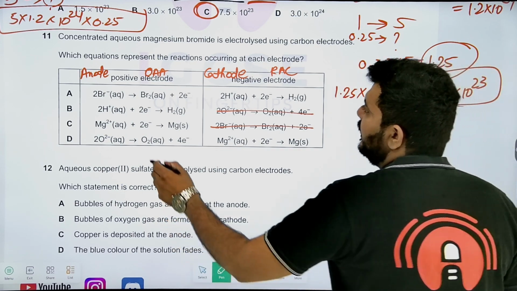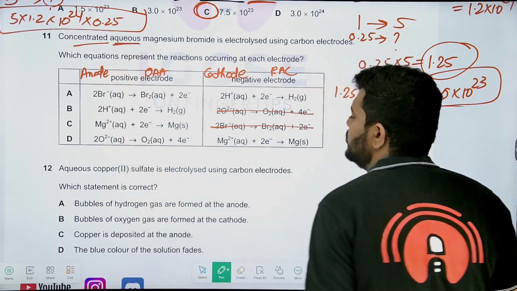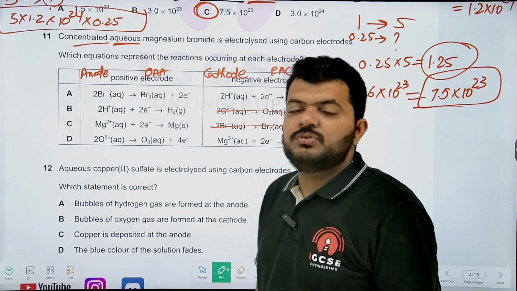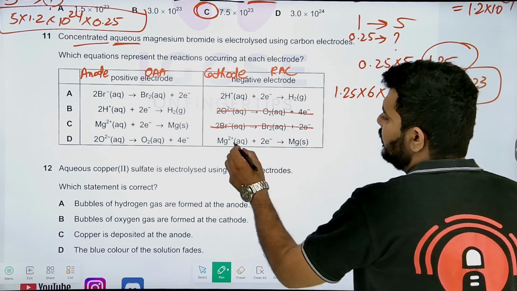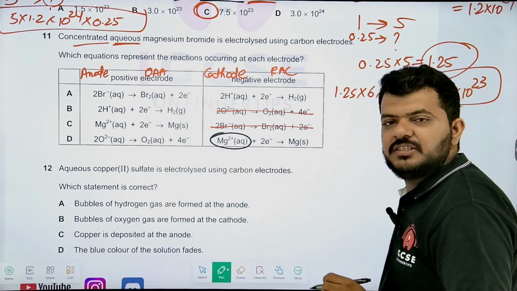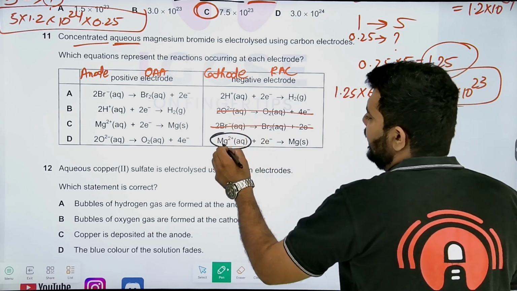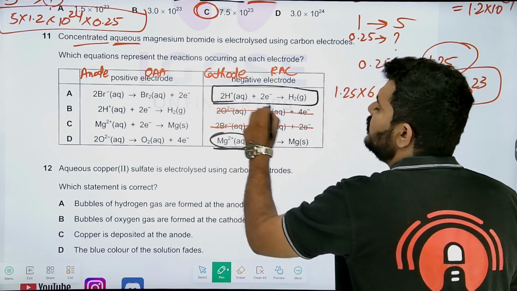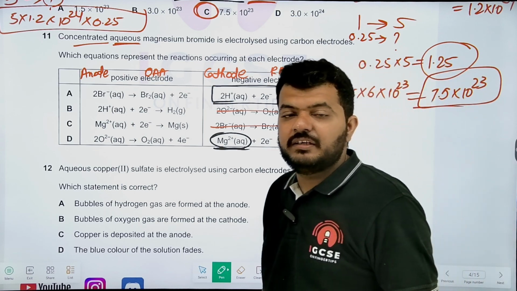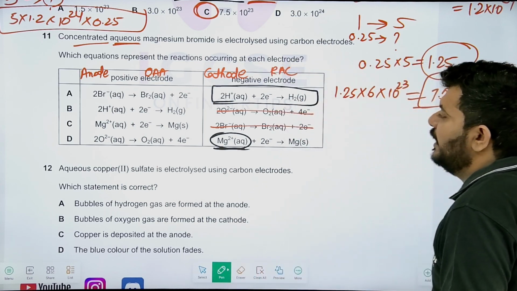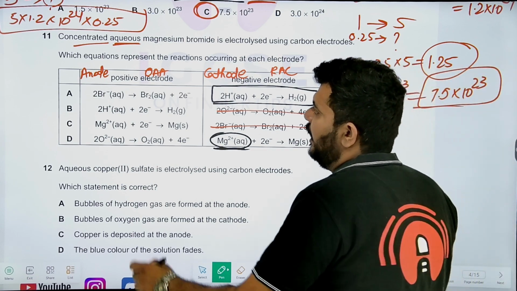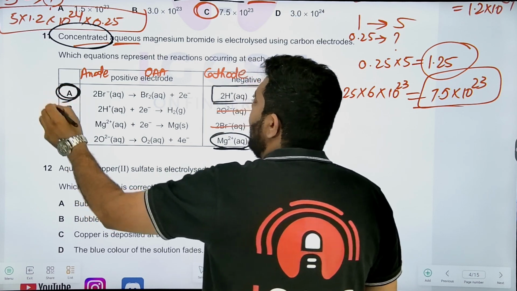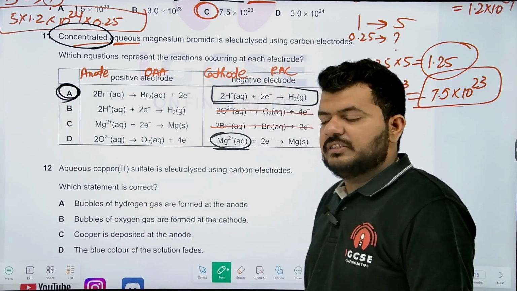Also they have said it is concentrated aqueous. If it is aqueous, the more reactive metal likes to stay as ion. Now, clearly, if you remember your reactivity series, which you have to, you can find that magnesium is more reactive. Therefore, this is the correct equation at the negative electrode. Hydrogen accepts electrons, gets reduced, and because it is concentrated, we know halogen gets released on the anode, and therefore A is your answer, right?